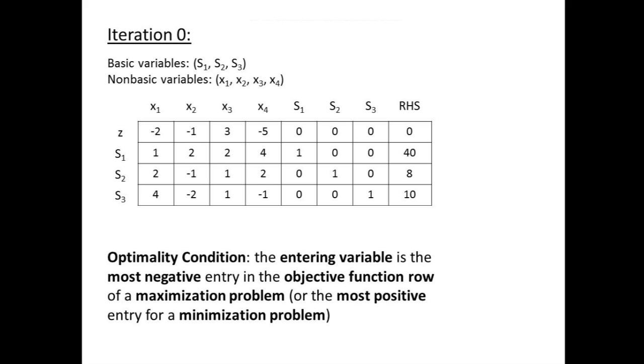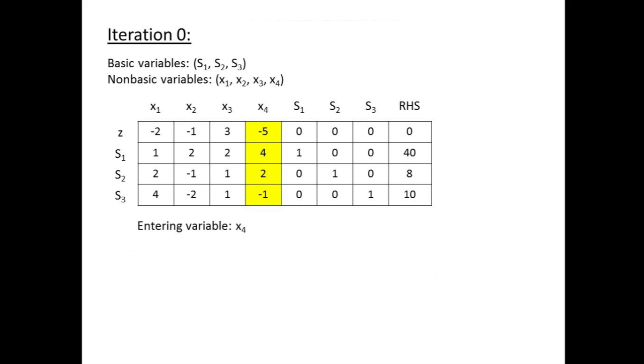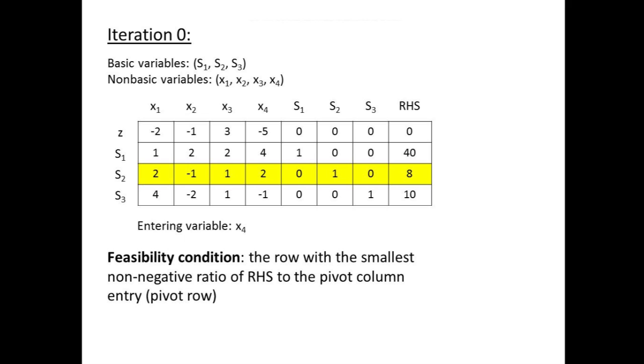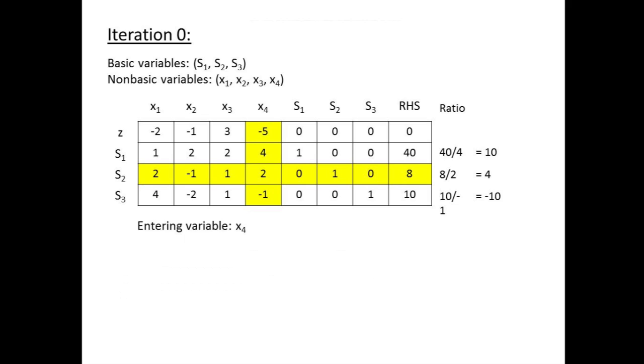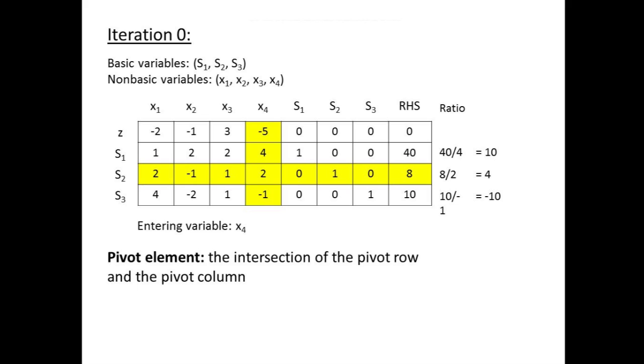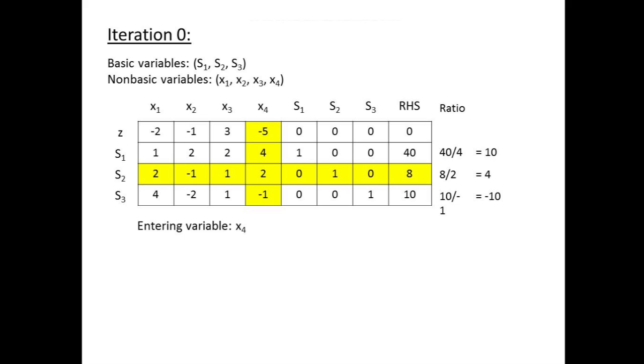Since this is a maximization problem, the entering variable is x₄ with an entry of negative 5. The column of the entering variable is called the pivot column. Next, we apply the feasibility condition by finding the row with the smallest non-negative ratio of RHS to pivot column entry. This row is called the pivot row. The intersection of the pivot row and pivot column is the pivot element. The leaving variable is s₂ with a ratio of 8/2 equal to 4.